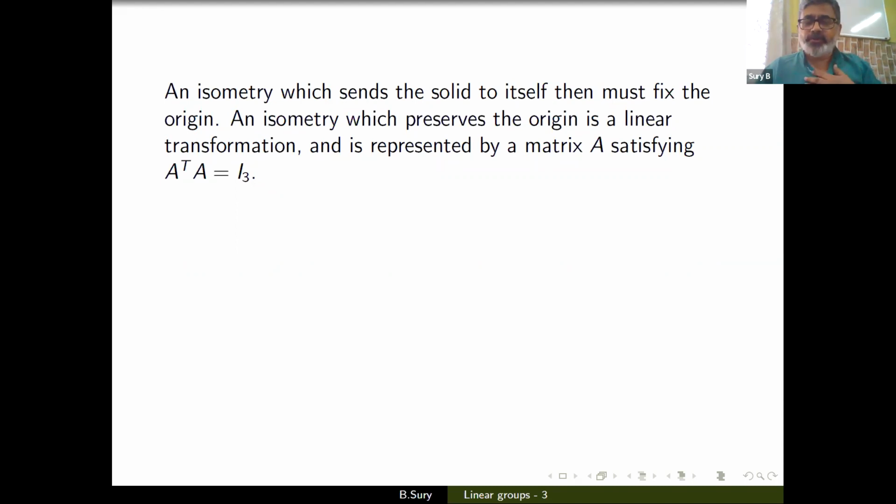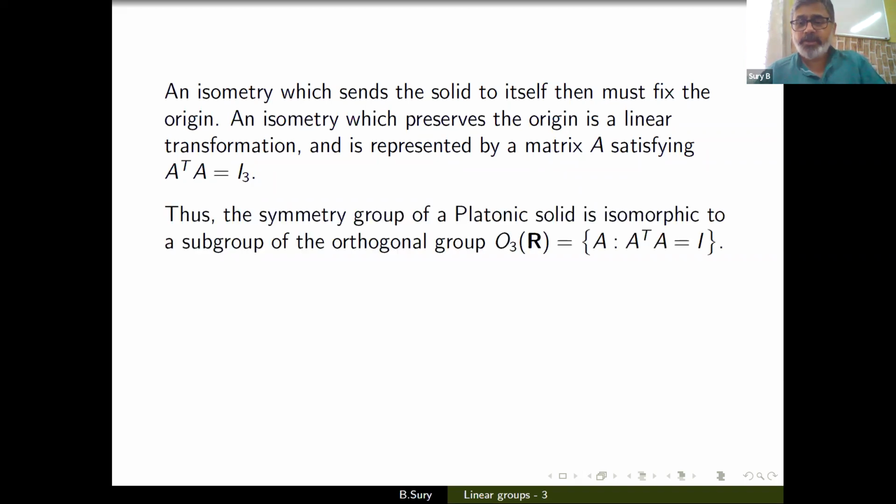Then we are in good shape, because once it fixes the origin, it is nothing but a linear map, and the linear map is given by an orthogonal matrix, A with A transpose A equal to the identity, a 3 by 3 orthogonal matrix. So for each of the solids, we have to find out what the corresponding symmetry groups are, or the other way, find all the finite subgroups of O3 and what the solids corresponding to them are. Both ways will lead to the fact that there are only 5 Platonic solids.